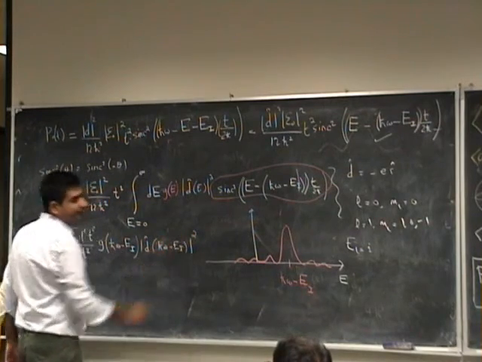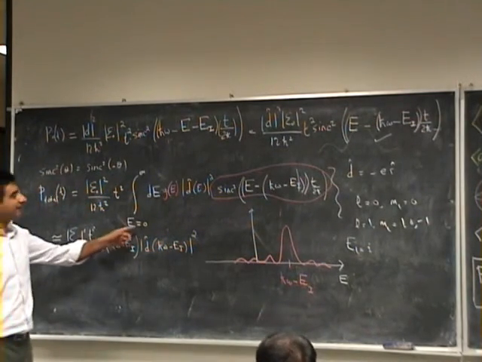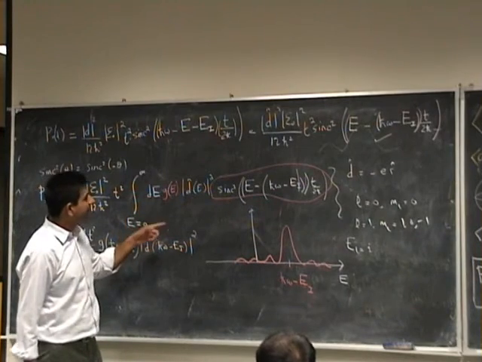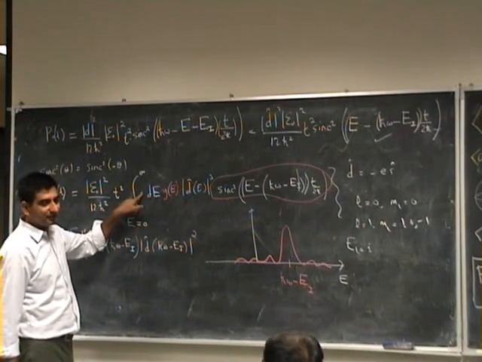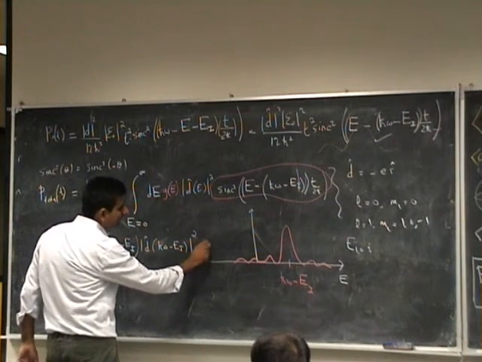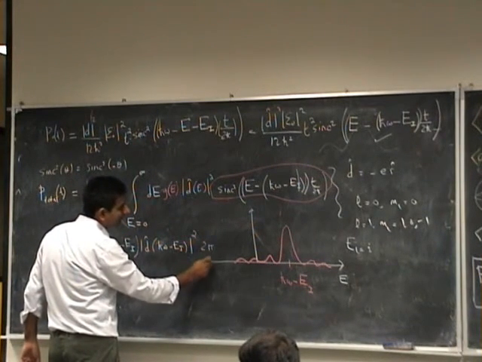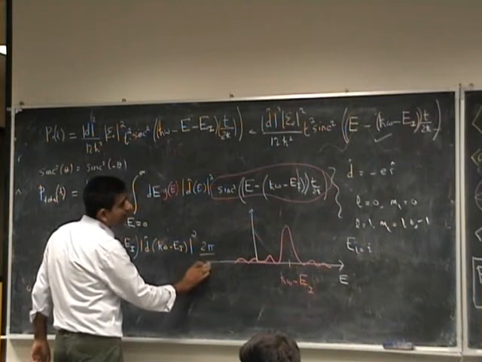modulus squared, right? And I can replace, now this is just an integral from 0 to infinity over a sinc function. I can replace this from minus infinity to plus infinity. I will get 2 pi over d.